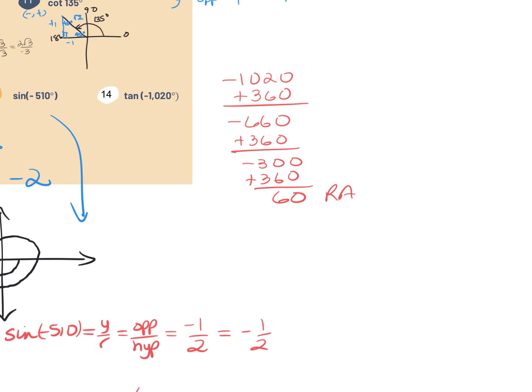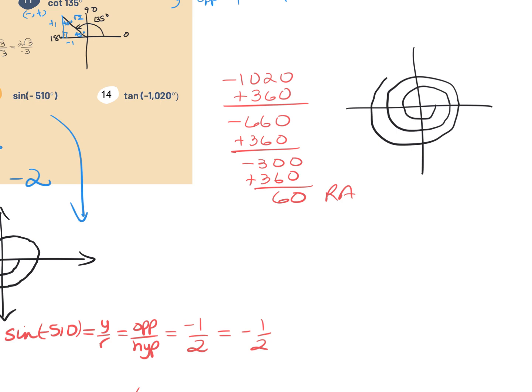So let me go ahead and graph this one. However, you don't have to necessarily graph it because you already know your reference angle is 60. I'll go ahead and graph it just so you can get practice graphing. So it's negative, so I'm going to be going clockwise. So one full circle, and then another circle, and then one more, and then I'm going to finish it off and end up with 60 degrees.